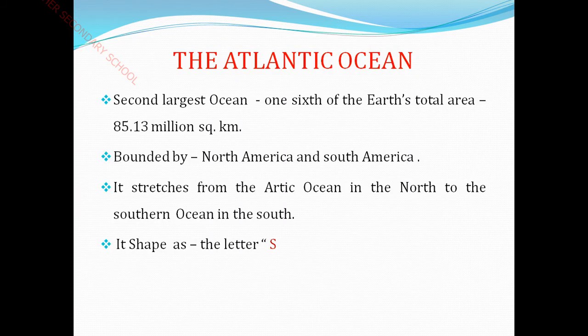Okay, yes. Next, to know the Atlantic Ocean. The Atlantic Ocean is the second largest ocean, and it covers one-sixth of the Earth's area, nearly 85.13 million square kilometers. The areas bounded near this Atlantic Ocean are North America and South America. It stretches from the Arctic Ocean in the north to the Southern Ocean in the south. It's shaped like an S.